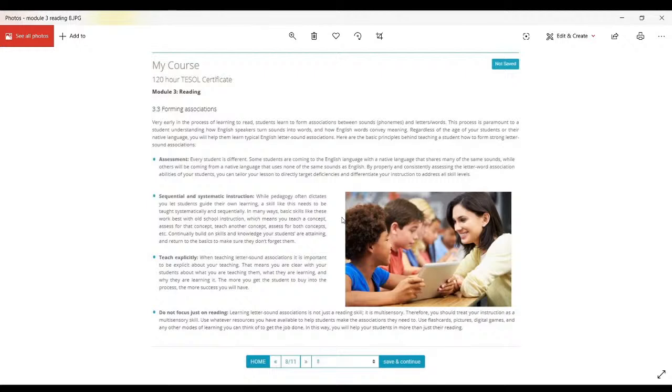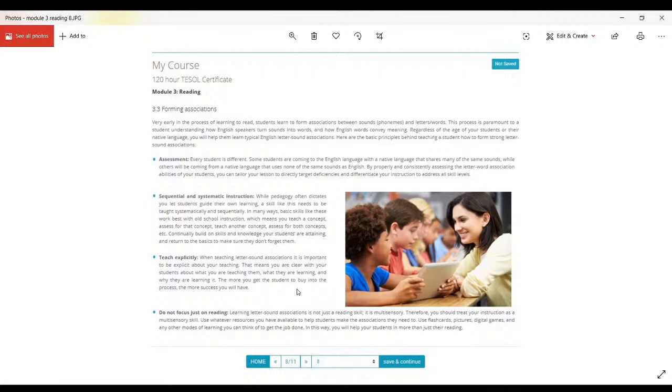In many ways, basic skills like this work best with old school instruction, which means you teach a concept, assess for that concept, teach another concept, assess for both concepts, etc. Alright, teach explicitly. When teaching letter sound associations, it is important to be explicit about your teaching. That means you are clear with your students about what you are teaching them, what they are learning and why they are learning it. The more you get the students to buy into the process, the more success you will have.